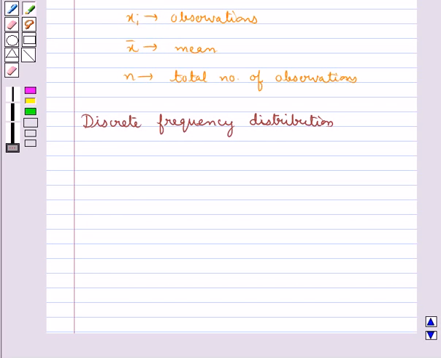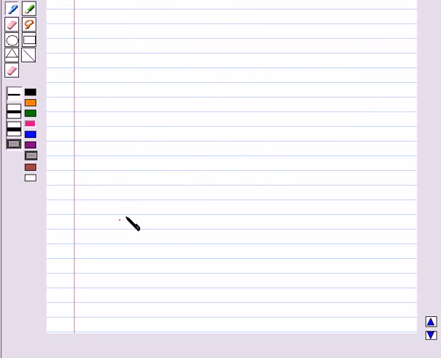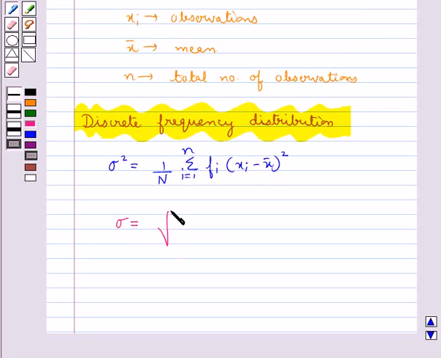Next we will discuss how we find the variance and standard deviation for a discrete frequency distribution, that is for grouped data in the form of a discrete frequency distribution. Here variance sigma square is given by 1 upon n summation i goes from 1 to n fi into xi minus x bar the whole square, and the standard deviation sigma is equal to square root of 1 upon n summation i goes from 1 to n fi into xi minus x bar the whole square.